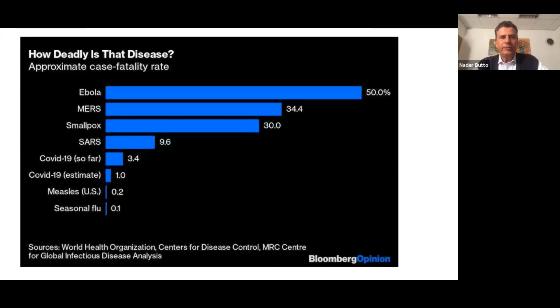But actually, if we compare this to other diseases, for example, the Ebola, you can see that 50% of the persons with Ebola died. Here, with the influenza, you can see that 0.1% of the persons with influenza die.